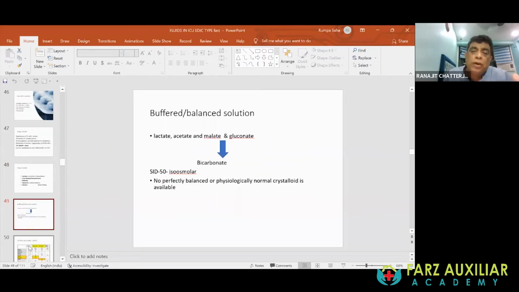If we go for the buffered, balanced salt solutions like Plasma-Lyte and Stereofundin, here they use, instead of lactate, acetate and malate or gluconate. They also get converted into bicarbonate. Some of them, like Plasma-Lyte, have a SID of 50, quite alkaline. But Stereofundin and others might have a SID of around 28, akin to that of the plasma.